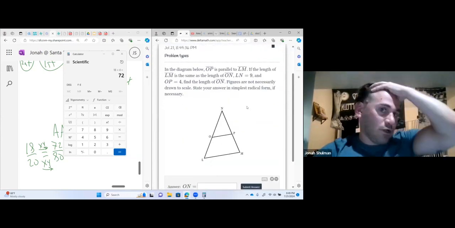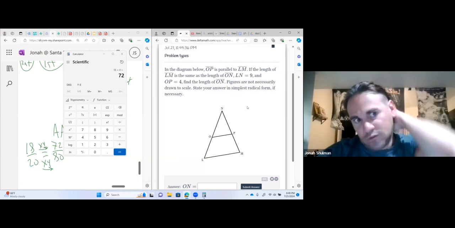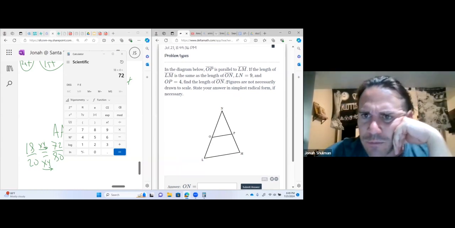Oh, I saw this one on one of the practice exams for the licensure. So in the diagram, OP is parallel, LN is 9, OP is 4. Find the length of ON.